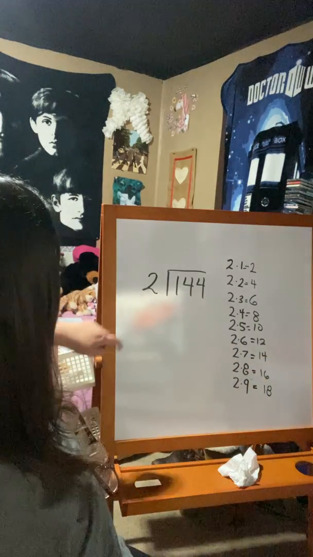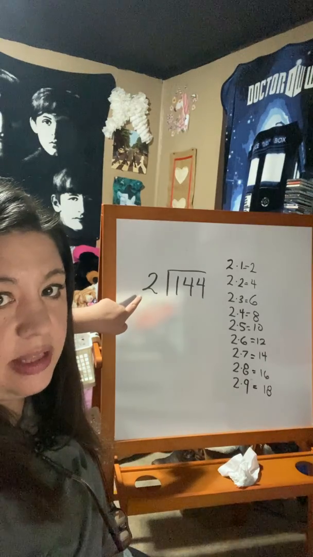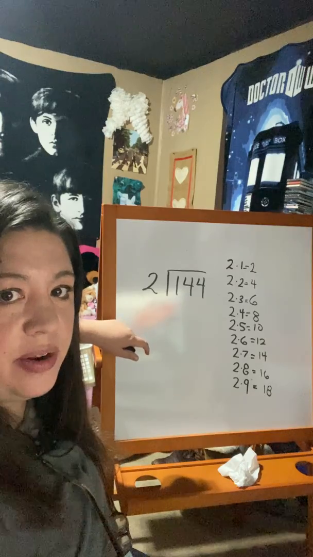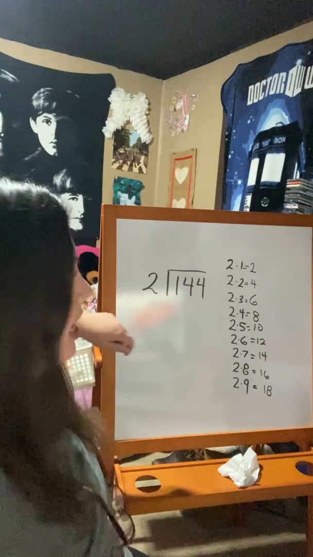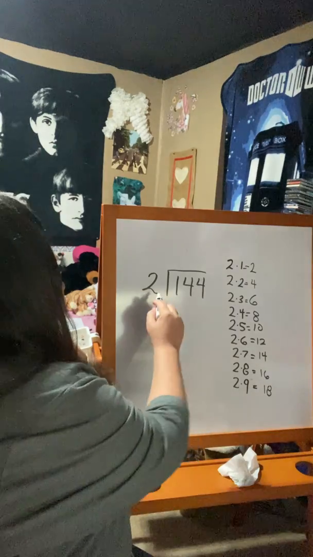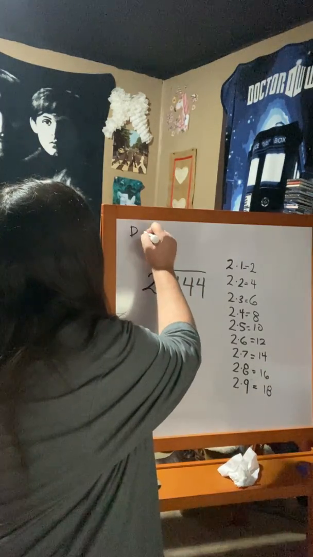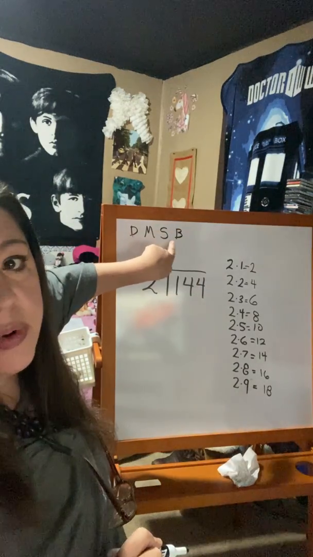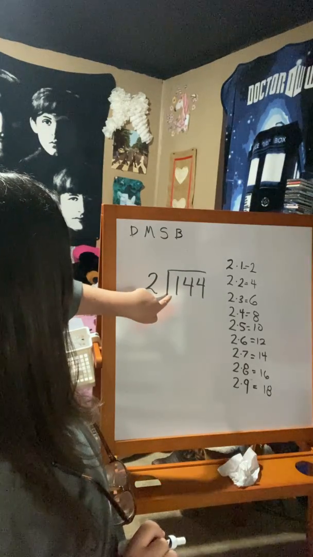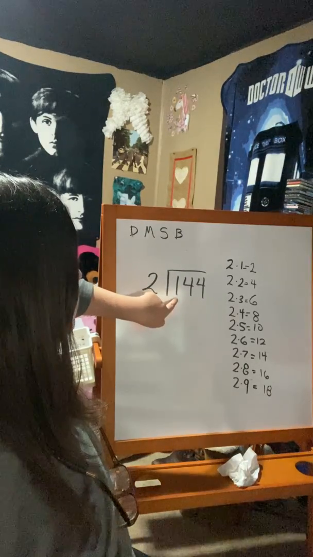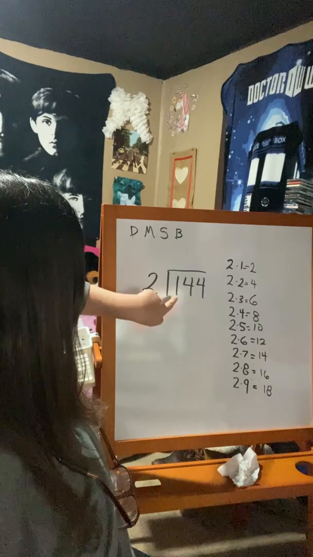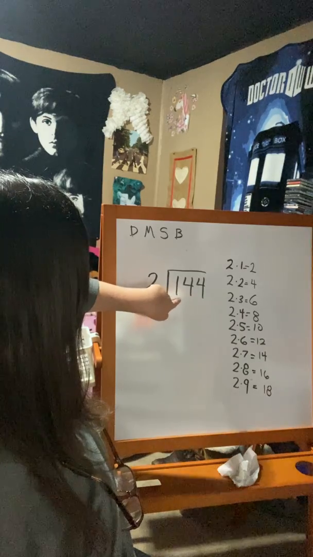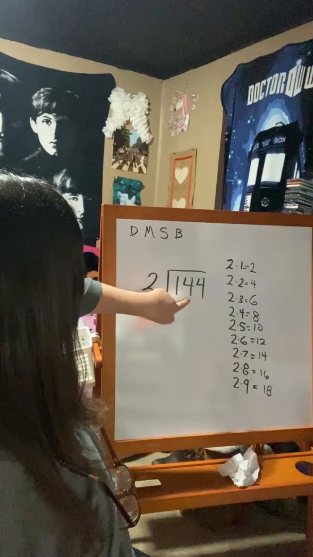All right. So we learned a rhyme in our class for long division, and it goes: divide, multiply, subtract, bring down. Divide, multiply, subtract, bring down. It's a little chant. So the first thing we're going to do is divide. Will 2 go into 1? No, you can't divide 1 by 2. It's smaller. Will 2 go into 14? Yes. Will it go into 14 evenly?